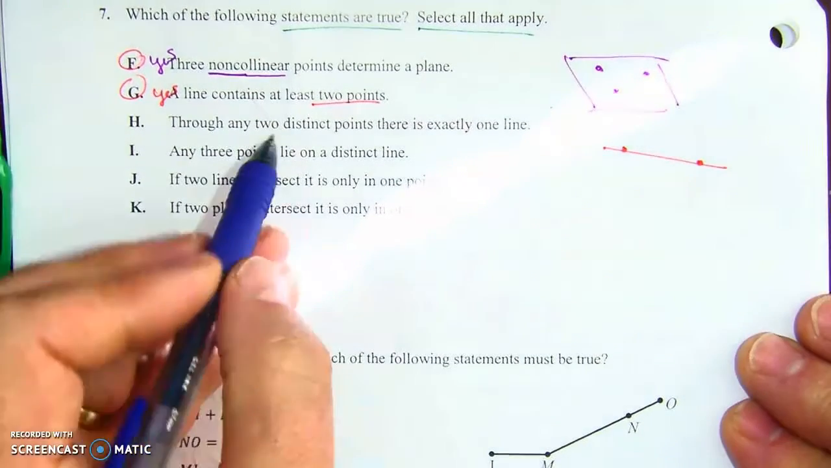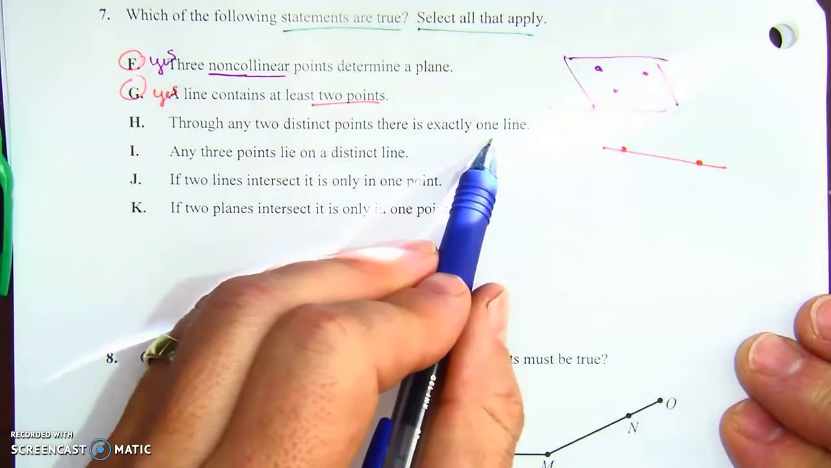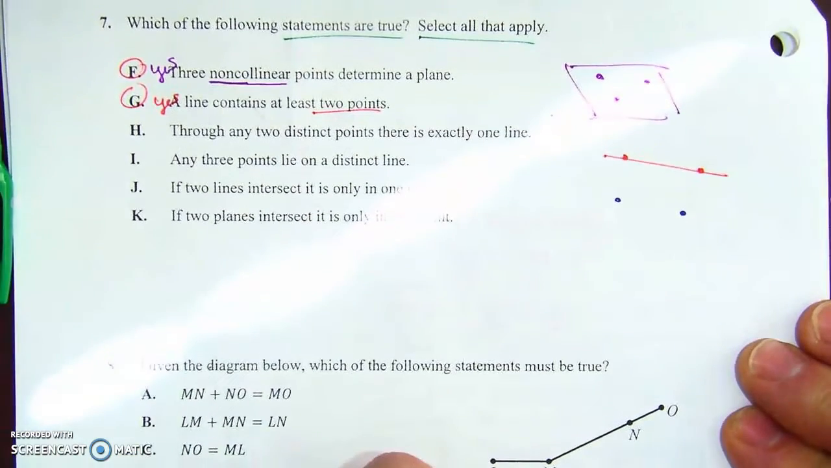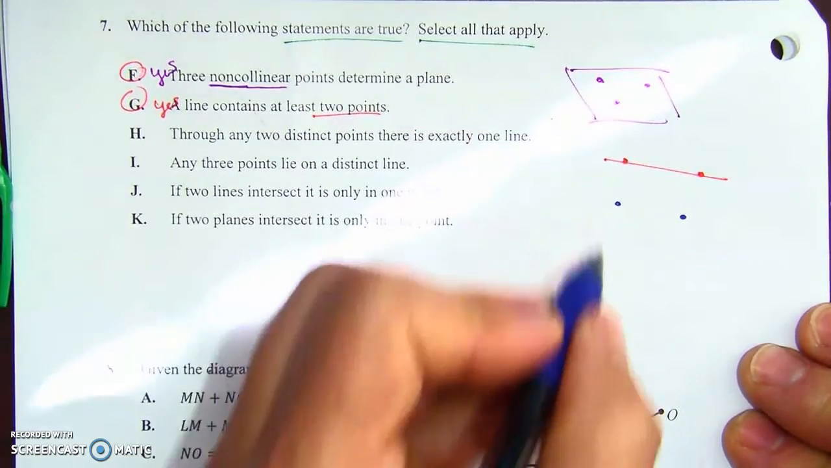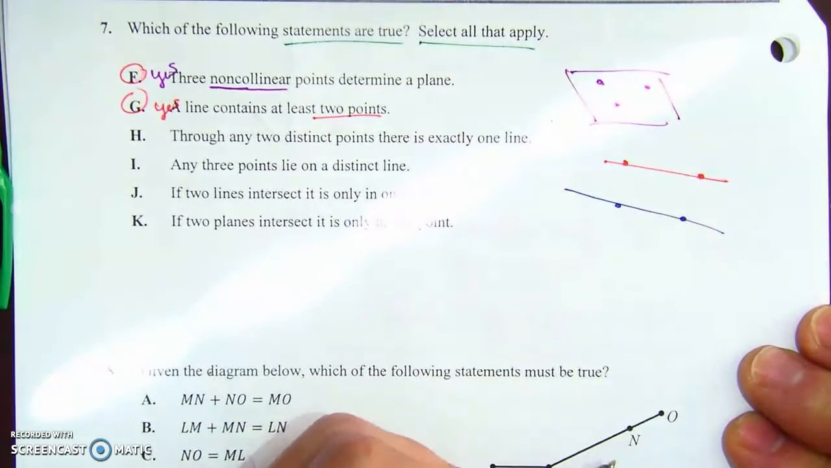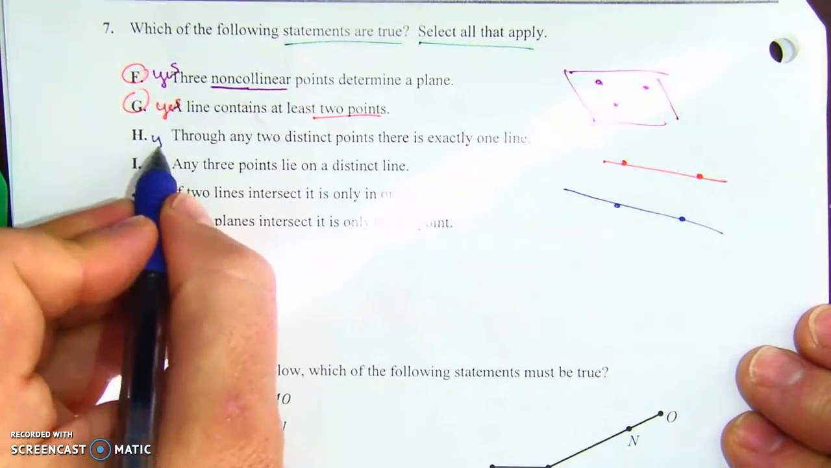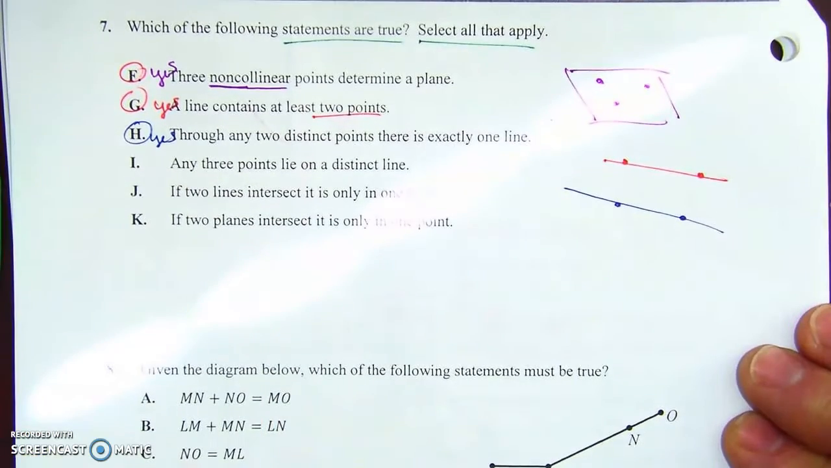Okay, through any two distinct points, there's exactly one line. So again, we just draw 2 points. And how many lines can I draw through both of those points? Can I draw more than one, or can it only be one? Only one. So the answer on this one also is a yes.